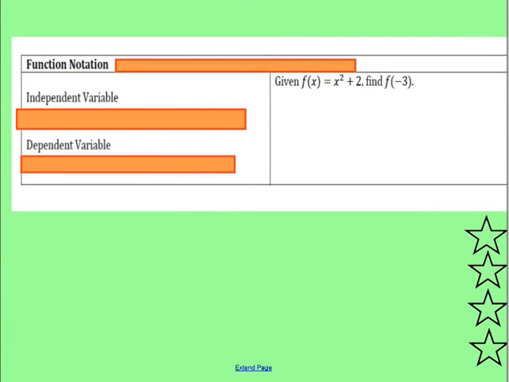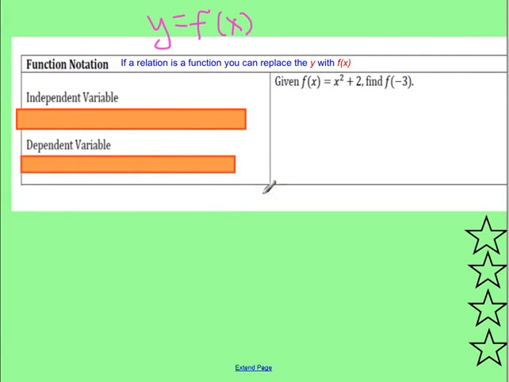The next thing we're going to talk about is function notation. Okay, function notation is a relation. If a relation is a function, you can replace the y with f of x. Okay, so this is something you need to get used to seeing, because you see function notation fairly frequently when you go on to further math and in this class. So y really means f of x. So if I see an equation written y equals x squared plus 3, it means the same as if I write it as f of x equals x squared plus 3.